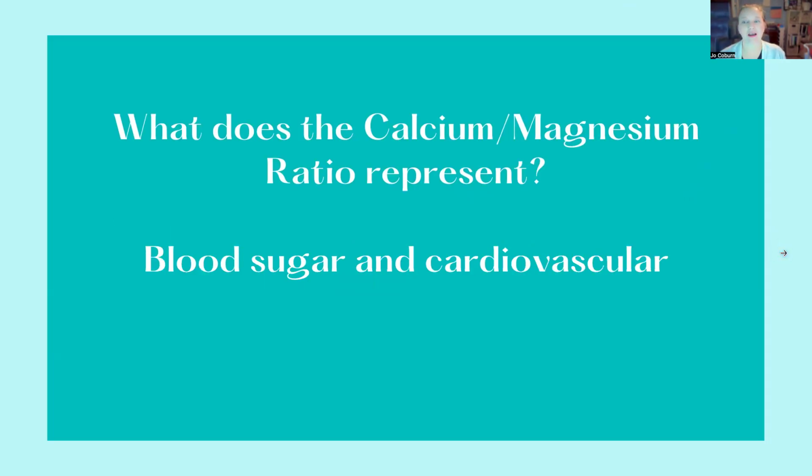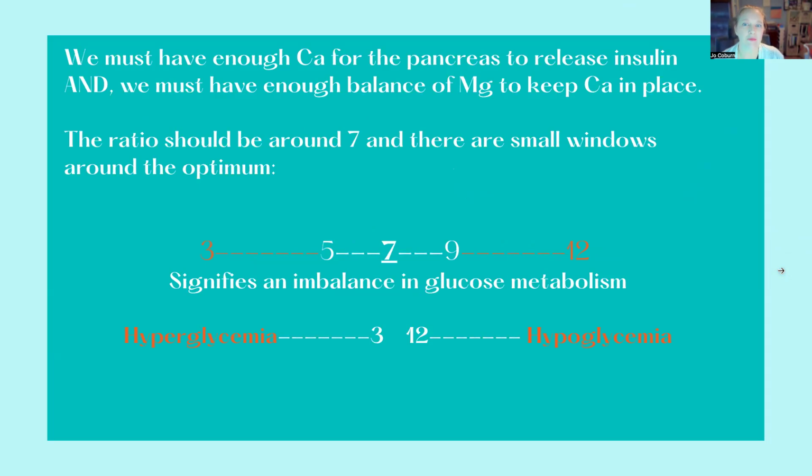So blood sugar and cardiovascular health. That's what I want you to think of when you think of the calcium magnesium ratio. We must have enough calcium for the pancreas to release insulin, and we have to have enough magnesium to keep the calcium where it should be. So the ratio should be around 7.